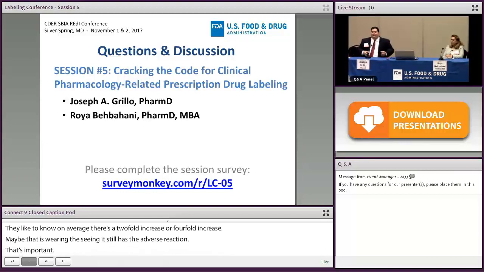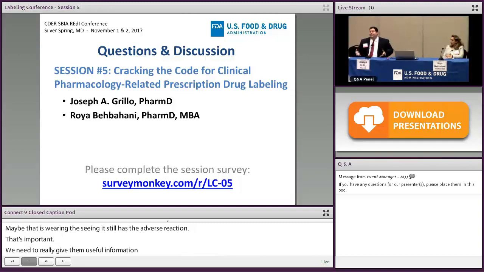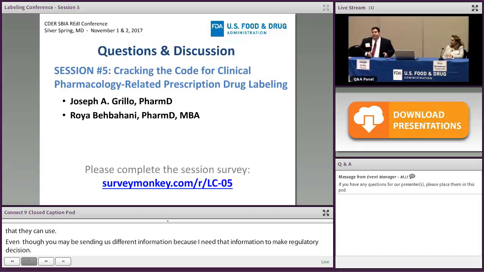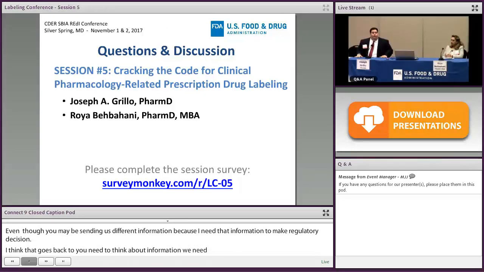even though you may be sending us different information because I need that information to make regulatory decisions. So that, I think, goes back to we really need to think about information we need for regulatory decisions, information needed for safe prescribing. Sometimes they're the same, sometimes they may be a little bit different, and we need to adjust the labeling accordingly.